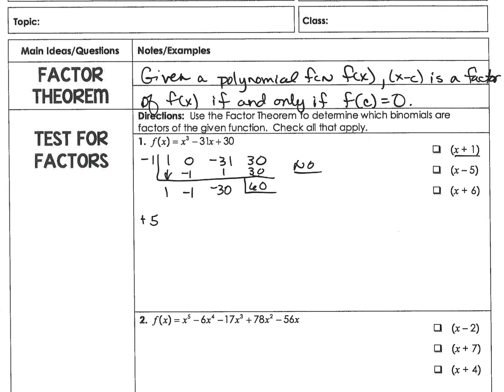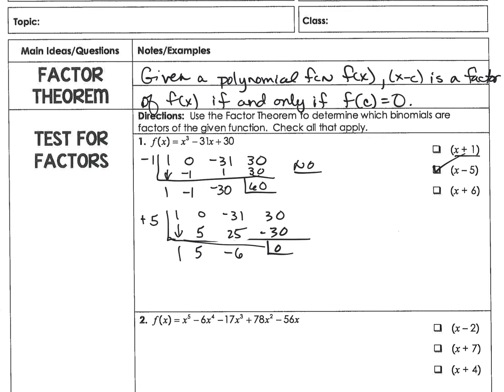-5, +5, wouldn't it be? That'll be the big mistake you make, is when you pull it out, and we've got to put it through the same thing again, don't we? 1, 0, -31, and 30. Get 5, 25. We get 125. Oh, wait a minute. What did I just do? I just made a mistake. Excuse me. Glad I caught it early. 1, 5, 5, 25. There we go. -6, -30, and 0. Yay. This is a factor, isn't it?